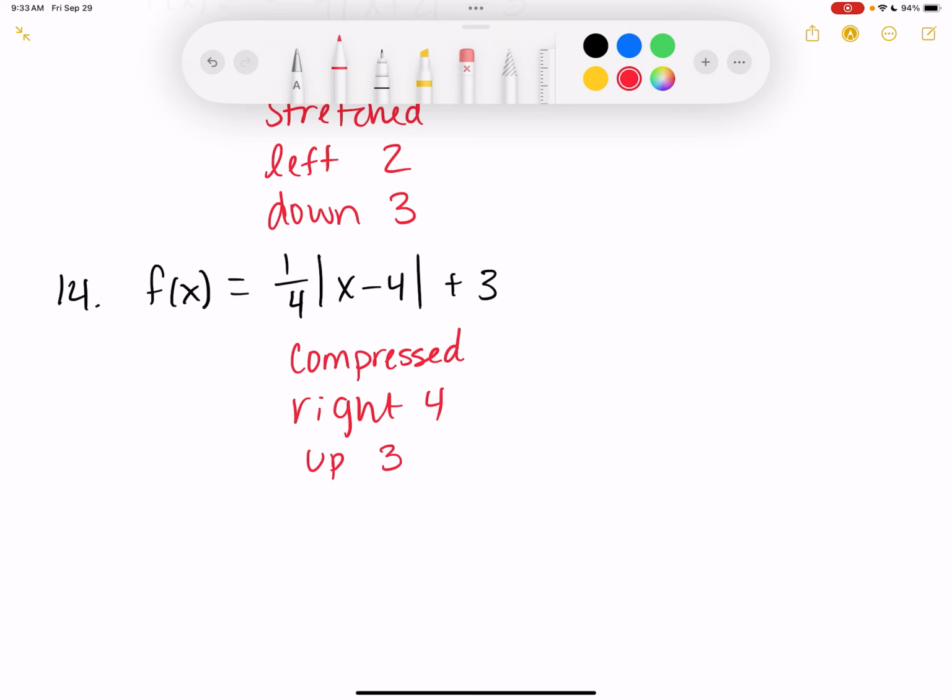All right, the next one you're going to need your book open for. For 16 through 20, it's on page 127.